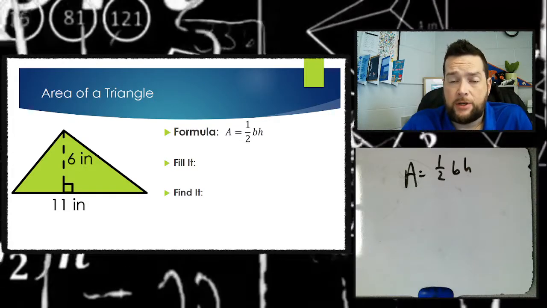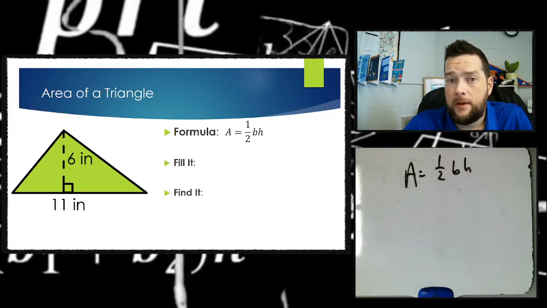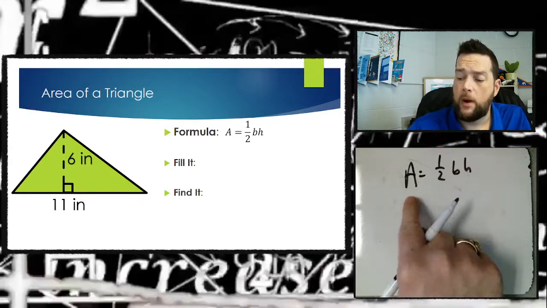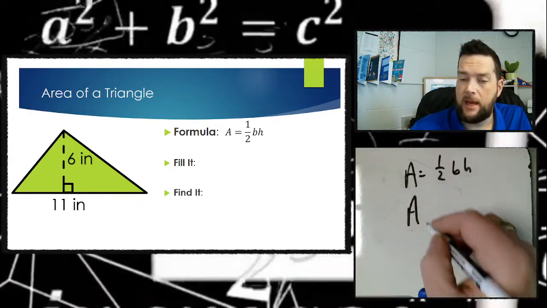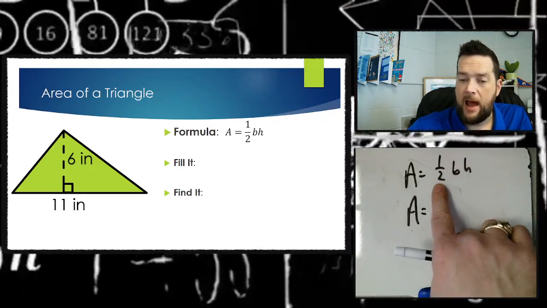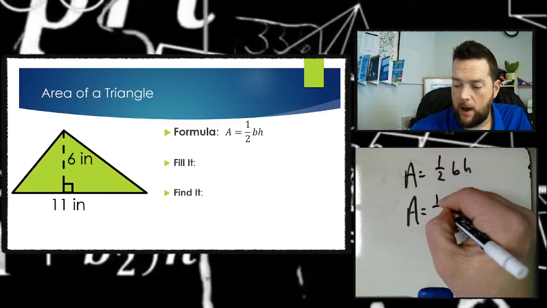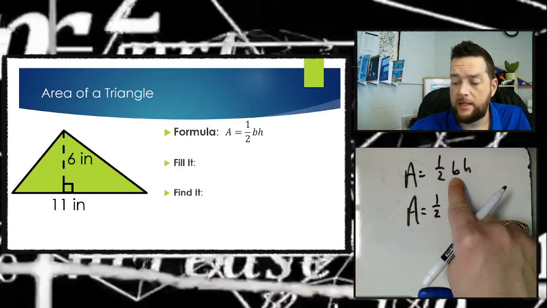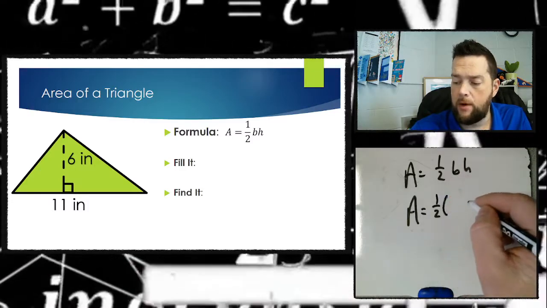The fill it stage is going to be just like the other one, except there's one extra little number here, but I'll show you what we need to do with it. We need to find area, so I'm going to keep my big A. Then I see an equal sign, so I'm going to write an equal sign. I see a 1/2, so I'm going to write a 1/2. Now I see a small, lowercase variable. Instead of writing the variable, I'm going to write a parentheses.